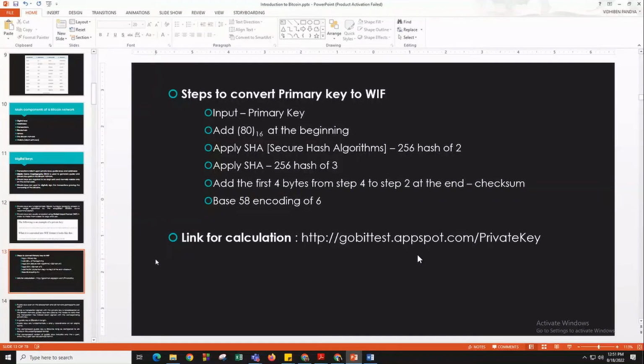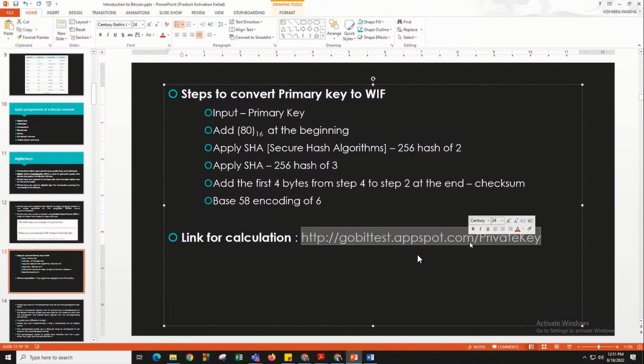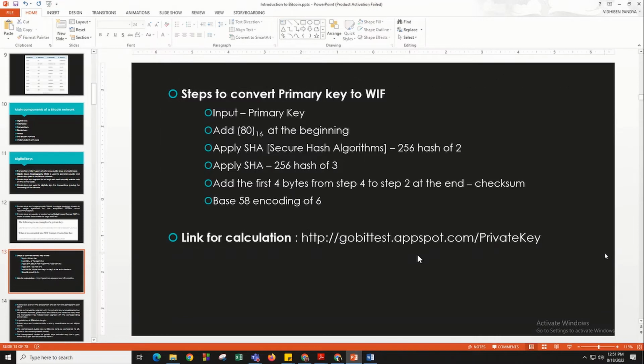These are the steps which you need to understand, and this can be asked in the exam: write the steps to convert a private key to the wallet import format. So you just need to write the 6 steps, right? Calculations are also shown online, so I have also kept the link for that, so you can go through these links and you will be able to understand the concepts more clearly.